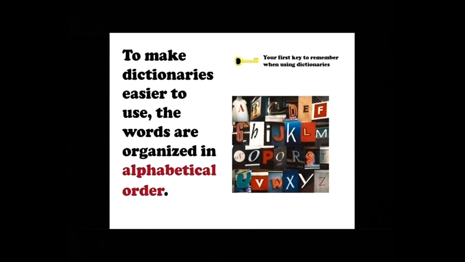So if the first letter is the same, you look at the second letter, and if the second letter is again the same, then you look at the third letter. Similarly, you go ahead. So Anuradha will come first and then Anurag, D followed by G. To make dictionaries easier to use, the words are organized in alphabetical order.